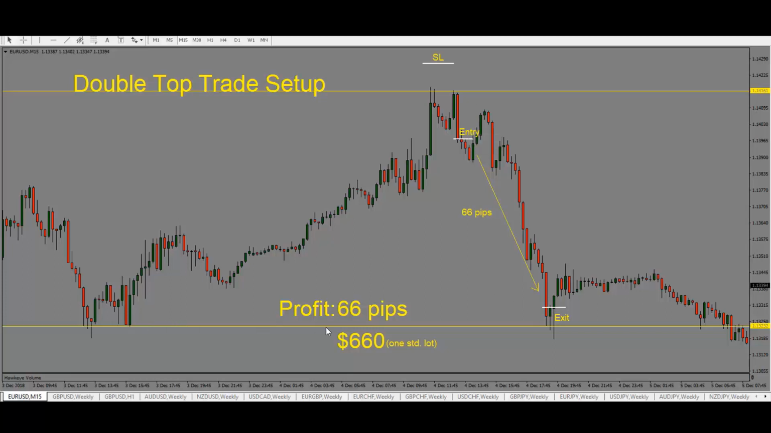And when we see that price comes into our support level, we have a bullish pin bar. That's a good place for us to exit the trade. From entry to exit here, we get 66 pips in our trade. So our profit is $660 if trading one standard lot.